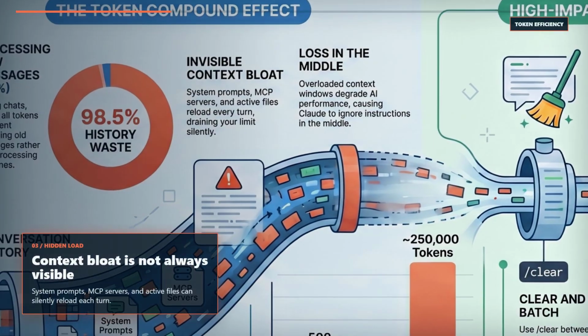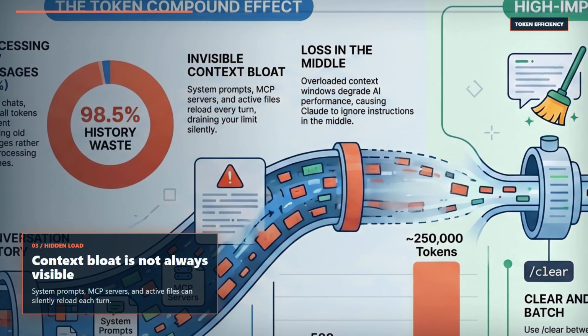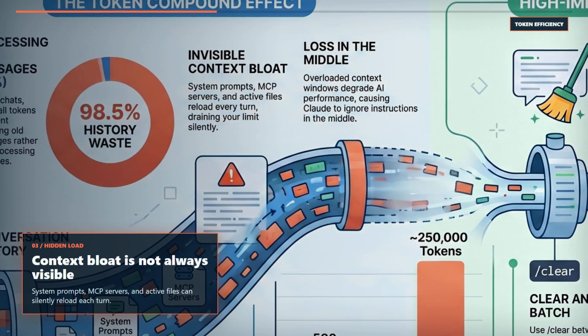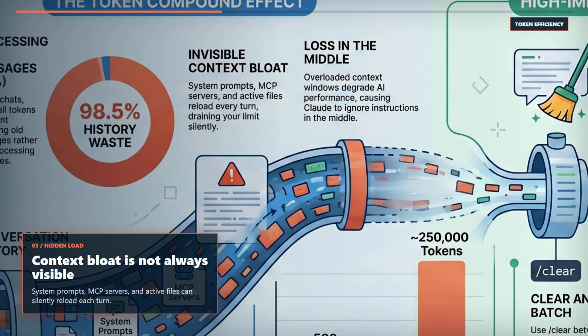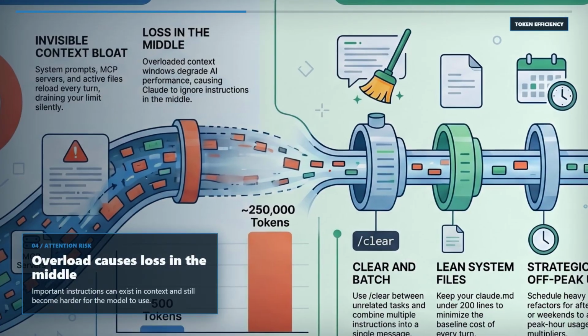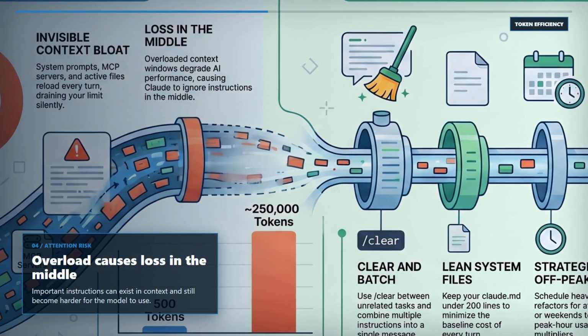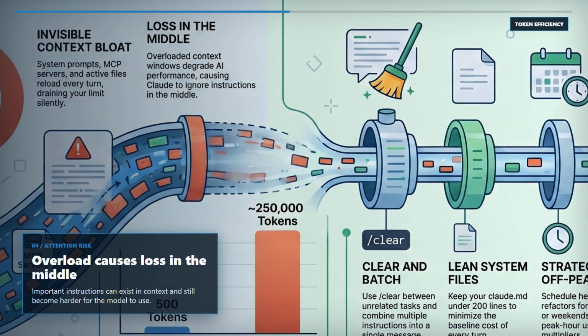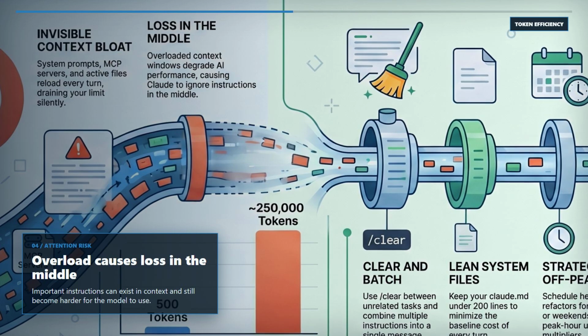The visible chat is only part of the load. System prompts, MCP servers, and active files can quietly reload every turn, adding invisible context bloat that drains the window before you notice. When the context window gets overloaded, instructions in the middle are easier to miss. That is the loss in the middle problem. Important guidance can be present, but less available to the model.